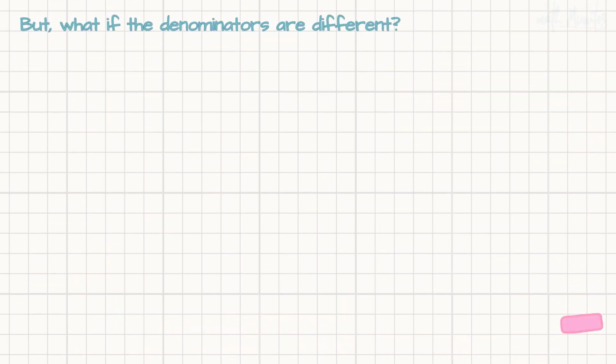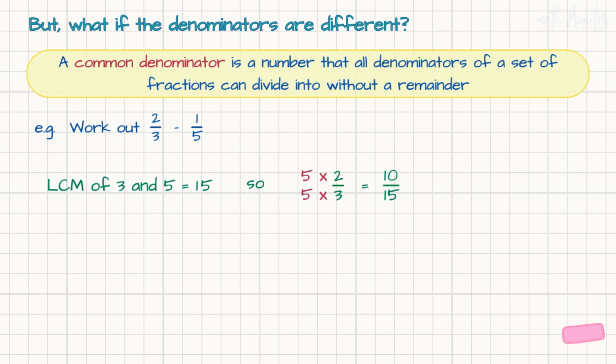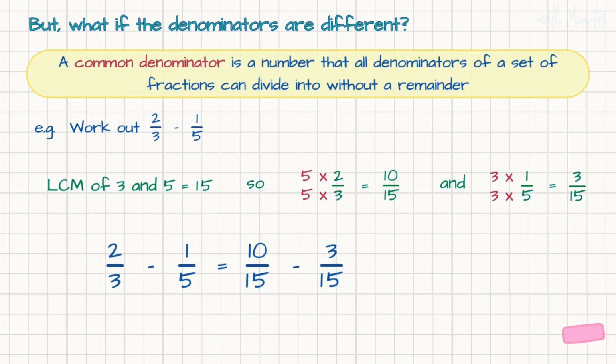When the denominators are different for subtraction, you still need a common denominator. Let's subtract 1/5 from 2/3. The common denominator is 15. Adjusting the fractions, we have 10/15 and 3/15. With matching denominators, subtract the numerators while keeping the denominator constant. And remember, simplify your fraction if possible. 10/15 minus 3/15, which equals 7/15.